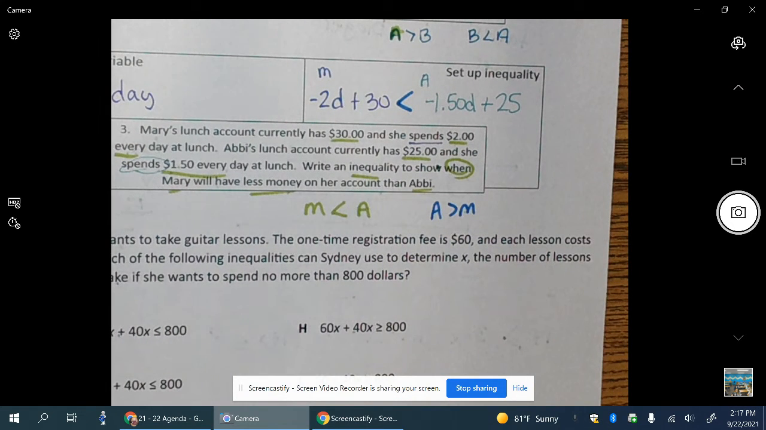Okay? Try the last one by yourself. And I want you to tell me what's wrong with each answer choice. Figure out what's wrong with each answer choice. Did they add instead of subtract? Did they put the x with the wrong thing? Did they do the wrong inequality?